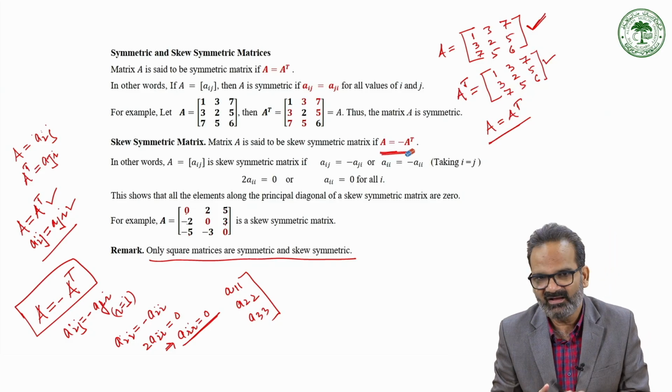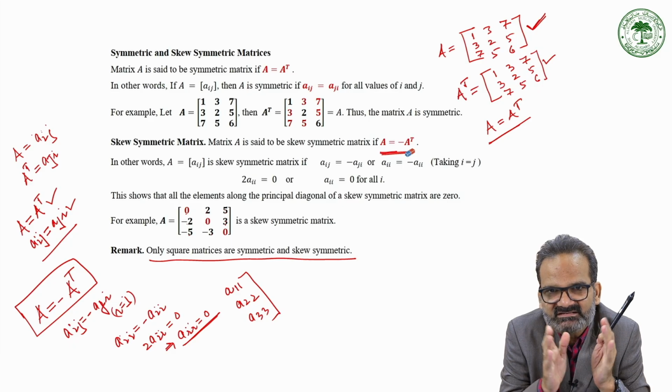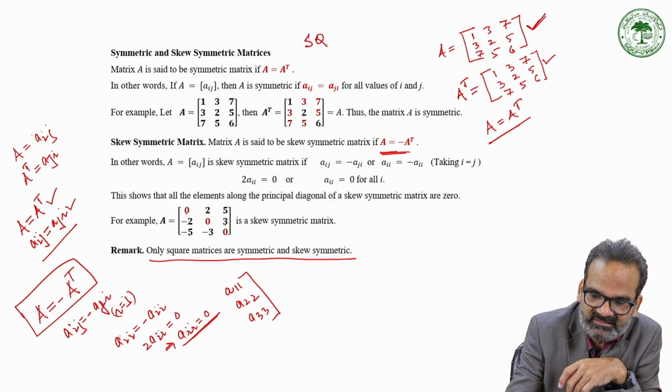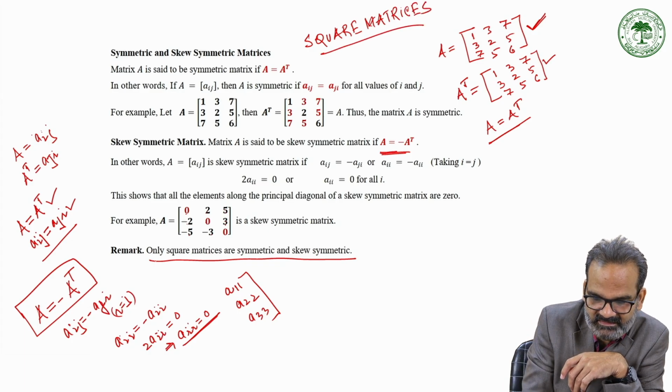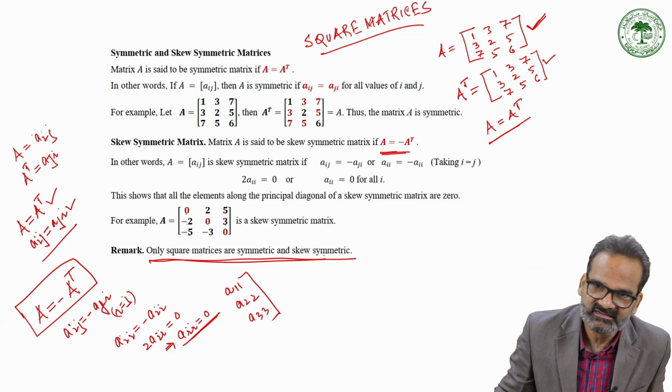And finally, as I have told you, the concept of symmetric and skew symmetric matrices is valid only for square matrices, not for rectangular matrices, right? You can note it as a remark. Square matrices are symmetric and skew symmetric.